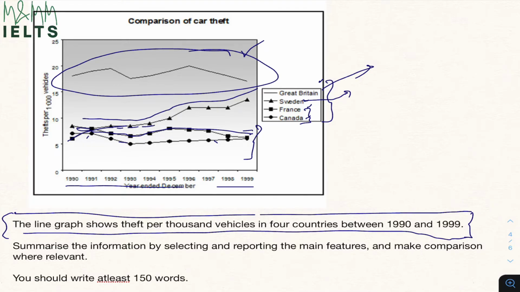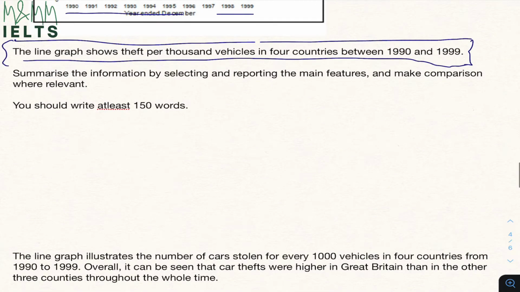So first of all, let's look at the introduction. This is how I would be typing my introduction. The line graph, as you can see, if you compare this sentence with this, it's more or less the same thing. The line graph shows theft per 1,000 vehicles. The line graph illustrates, denotes, depicts, could be anything. The line graph illustrates the number of cars stolen for every 1,000 vehicles in 4 countries from 1990 to 1999. So I've pretty much written down the same thing, just paraphrased it a bit, used some fancy words, or words that I felt were the most appropriate ones.